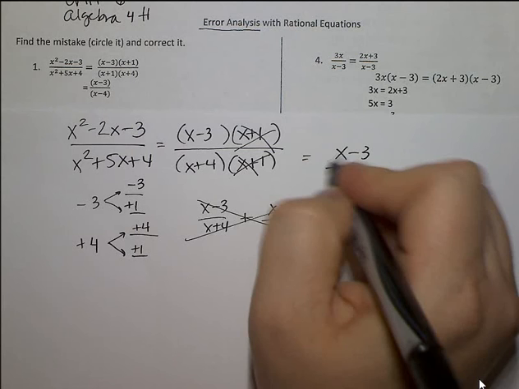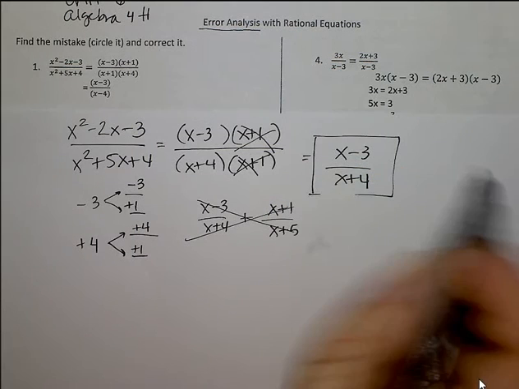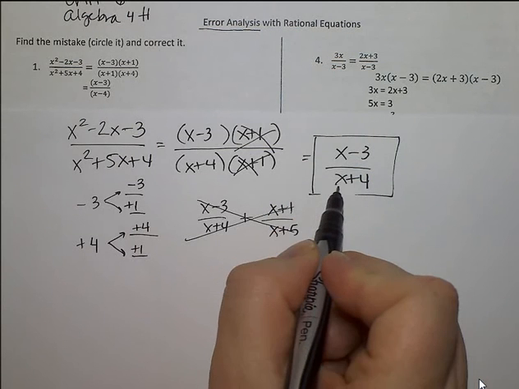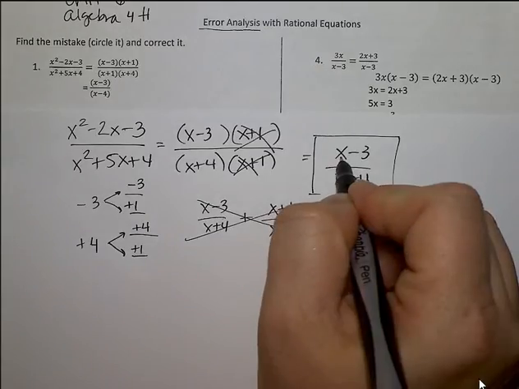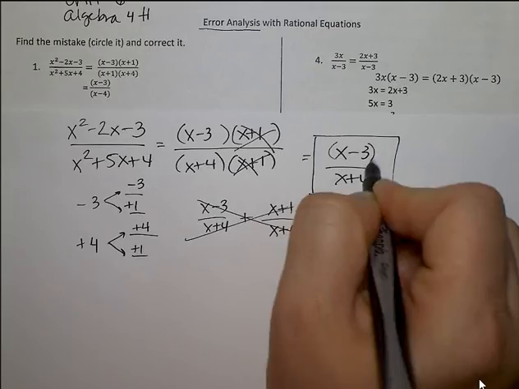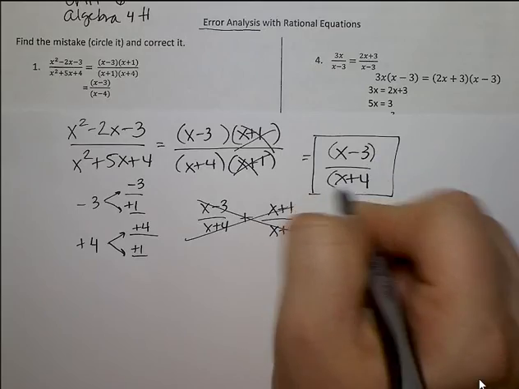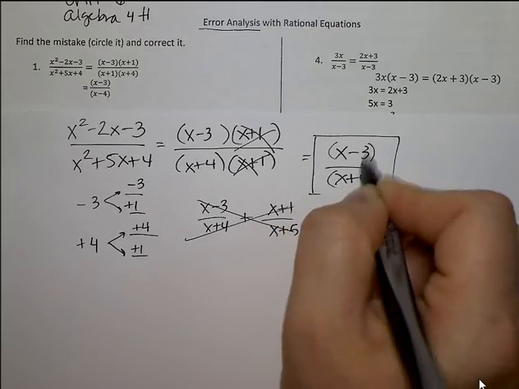A common mistake I see students make is they go, oh, here's an x on top and here's an x on bottom, I can cancel it out. But remember, this is just not an x. It's an x minus 3. It's a group. And this is just not an x. It's an x plus 4. It belongs to a group. This is the final answer.